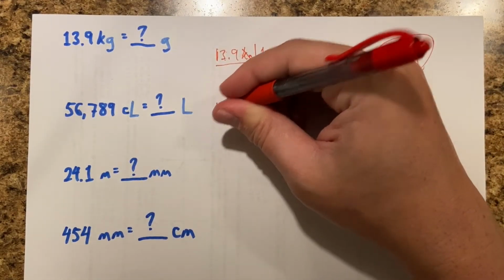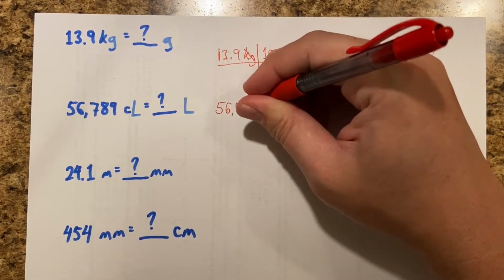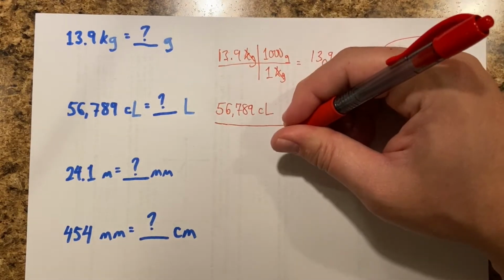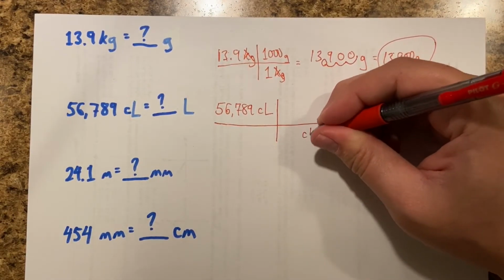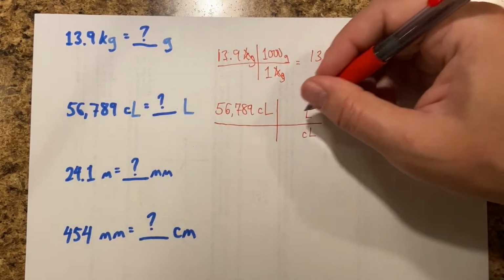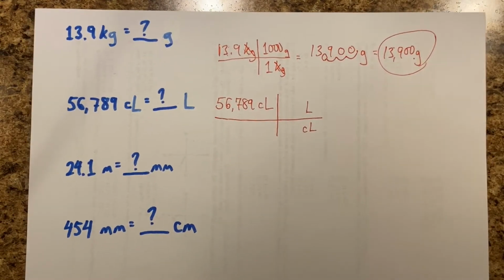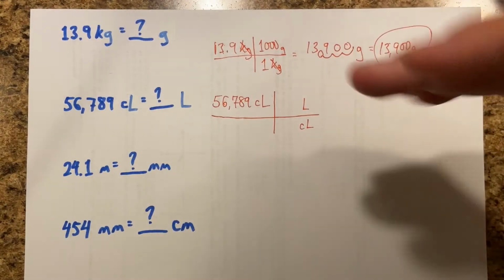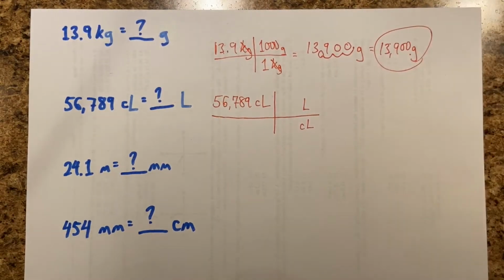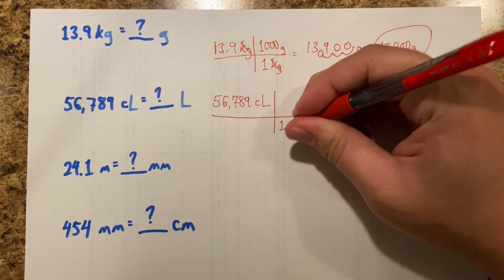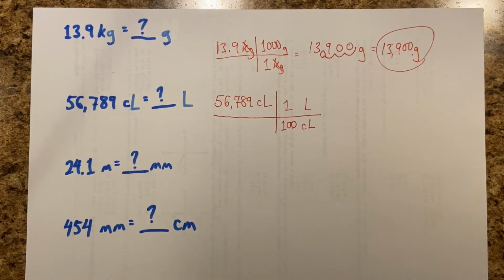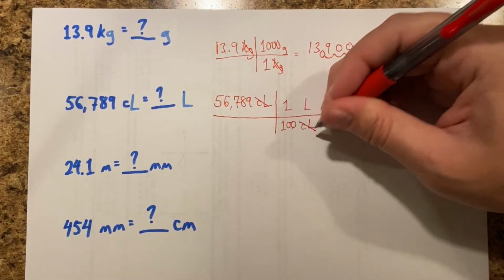Okay, let's look at the next one. We have a very large number there, 56,789 centiliters. And I want to change that to liters. So I have centiliters on bottom, liters on top. I know that, well, is it 100 liters equals 1 centiliter, or 100 centiliters equals 1 liter? Well, if I know that centiliters is smaller, small unit, big number, 100 centiliters equals 1 liter. The centiliters divide out.